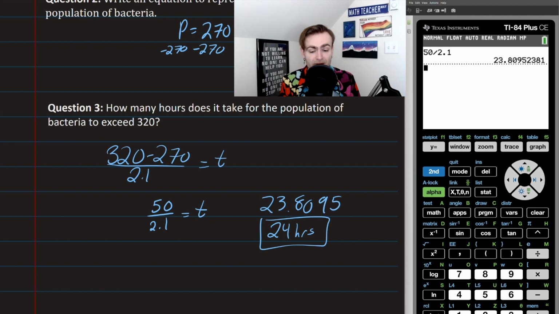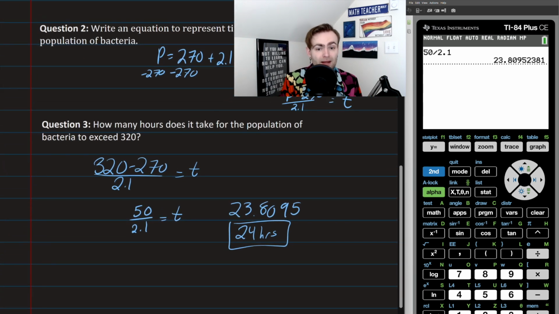So it doesn't really matter that it's 0.8. If it was 0.1, we would still round up because the situation calls for that. So just keep that in mind. Keep in mind your situation, and that'll help a little bit with the rounding if you need to do so.